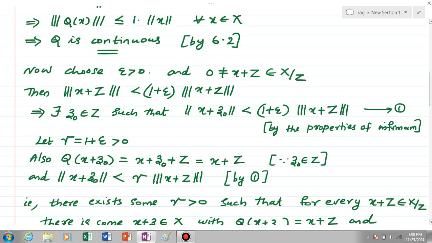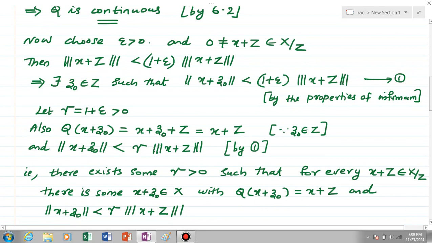So by the properties of infimum we can find an element z0, element of capital Z, such that norm of x plus z0 is less than 1 plus epsilon into the triple norm of x plus Z. This is clearly from the properties of infimum, because 1 plus epsilon into the triple norm of x plus Z is not a lower bound. So there exists an element from the set which is less than that element. Now let gamma be equal to 1 plus epsilon, which is clearly greater than 0.